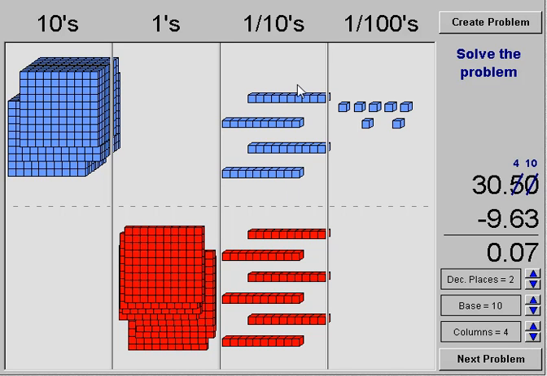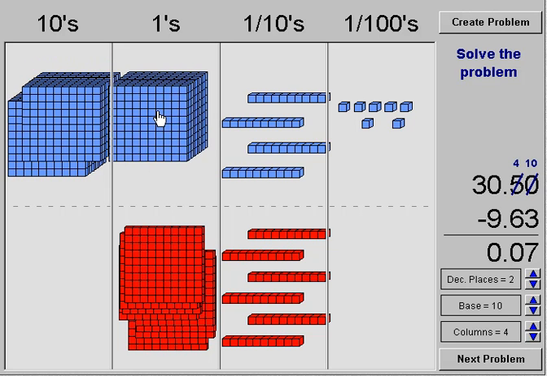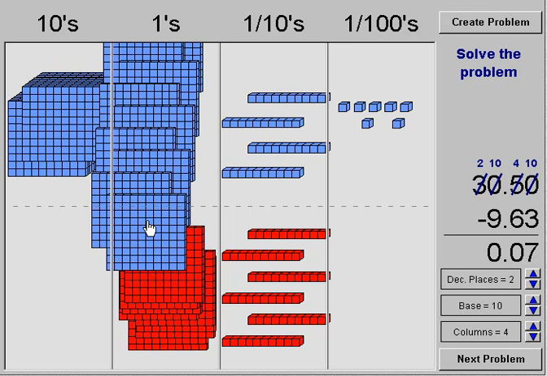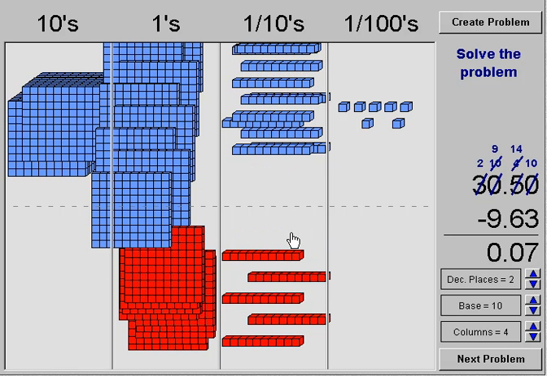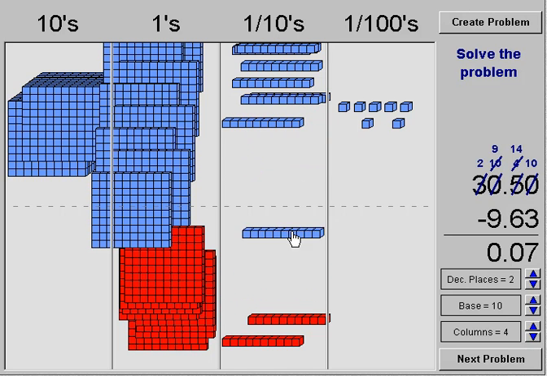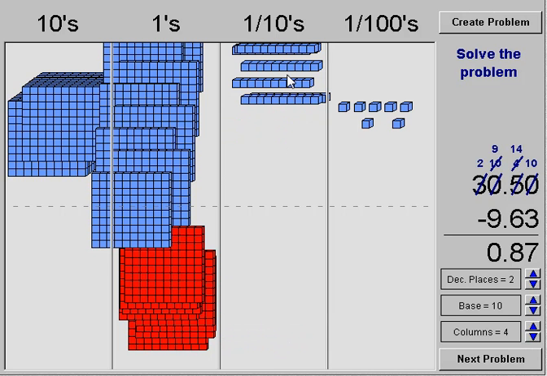Here, I now see there's 4 here, and 1, 2, 3, 4, 5, 6 here. So I can't take 6 away from 4. So I'm going to need to borrow from one of my 1s, but there's no 1s, so I'm going to have to borrow from the 10s. So I'm going to bring the 10 over. I'm going to have to take one of those 1s and bring it over. And now I can take away. And that leaves us with 8/10 over here.